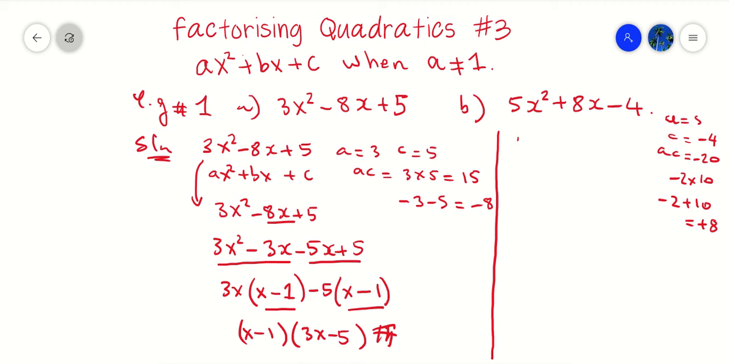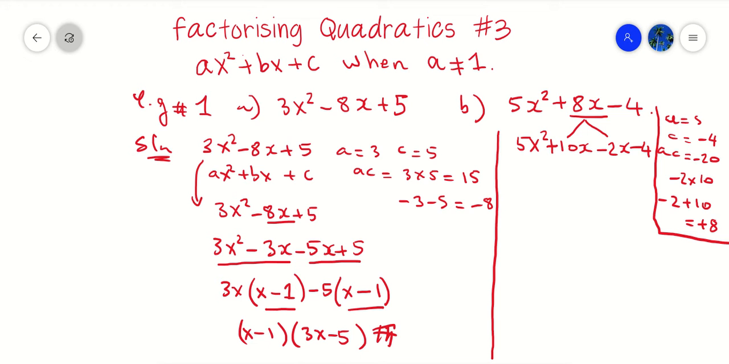Then what I will do, I will have 5x square, 8x, I'm gonna split it into two terms, is equal to what? Is equal to 10x minus 2x plus 10x minus 2x minus 4. Just write this to the side. This is what I've got.